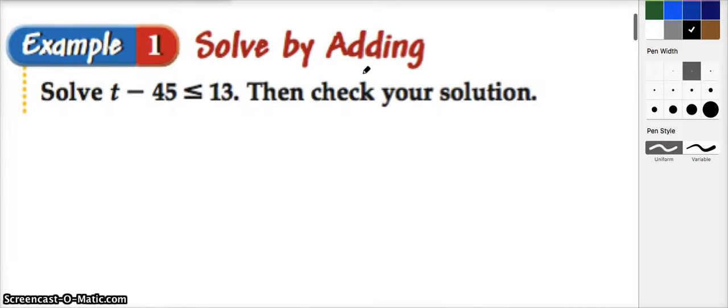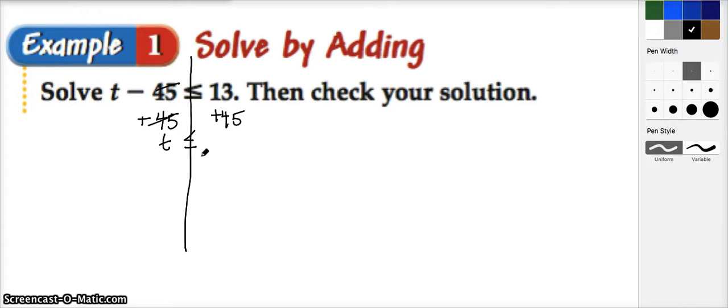Solve by adding. The cool thing about inequalities is that they're really going to behave just like an equation. So I've got t minus 45 is less than or equal to 13. You remember how I started off teaching us about putting a line down the middle and doing the same thing to both sides. There are laws that tell us that as long as we add to both sides of an inequality, and subtract the same thing from both sides of an inequality, we preserve that inequality. Meaning, it's totally legit for me to add 45 to both sides in order to solve. And this less than or equal to situation stays the same. So I'm really treating it like an equation.